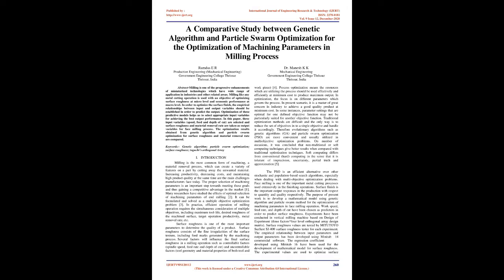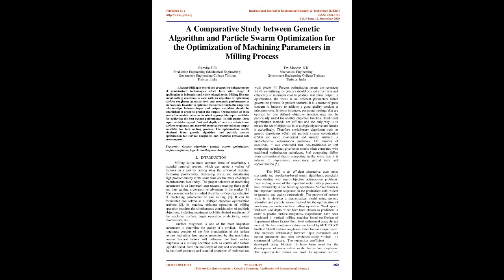Introduction. Milling is the most common form of machining, a material removal process, which can create a variety of features on a part by cutting away the unwanted material. Increasing productivity, decreasing costs, and maintaining high product quality at the same time are the main challenges manufacturers face today. The proper selection of machining parameters is an important step towards meeting these goals and thus gaining a competitive advantage in the market. 1. Many researchers have studied the effects of optimal selection of machining parameters of end milling.